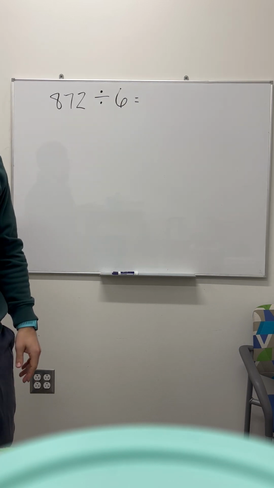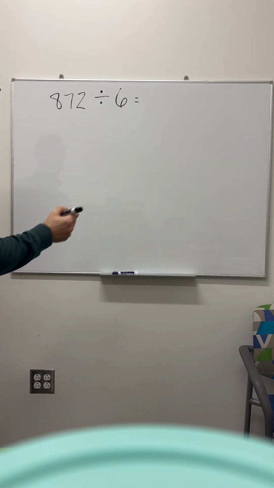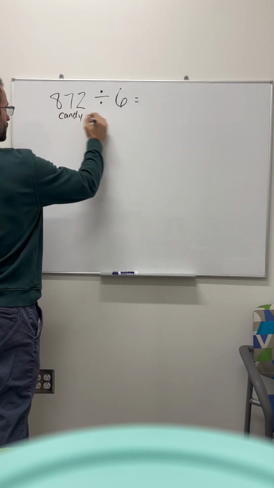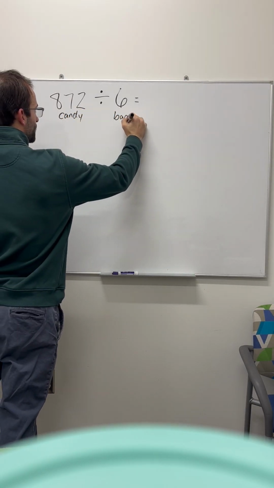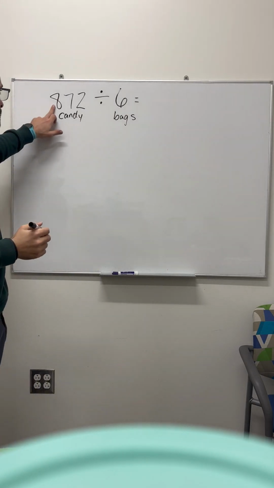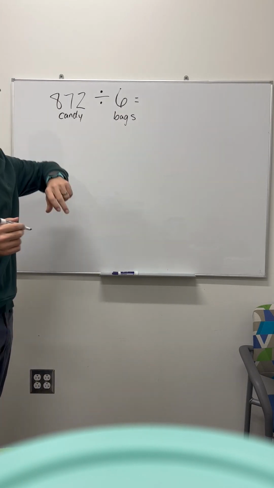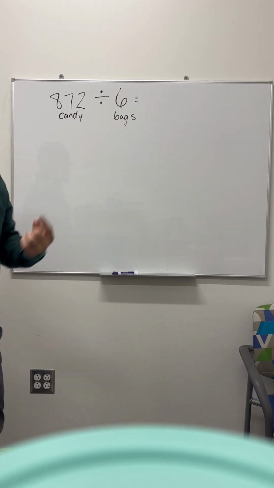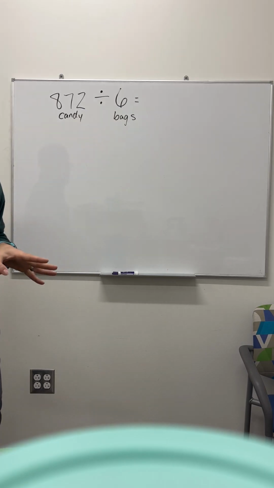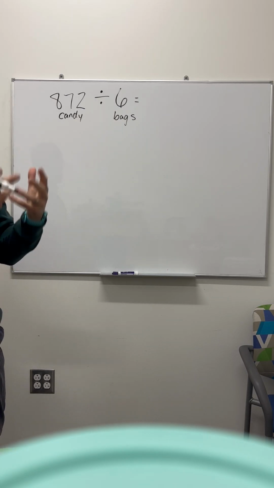So looking at this equation right here, I've got 872 and I'm dividing it by 6. Now I like to visualize what's actually happening in my problem. So let's say that this is candy, and let's say that we're putting the candy in bags. I'm taking 872 pieces and I'm going to split that into 6 different bags. Visualize lots of candy on a table, and then you've got 6 different bags and you're putting the candy in the bags, and how much is going to go in each bag.